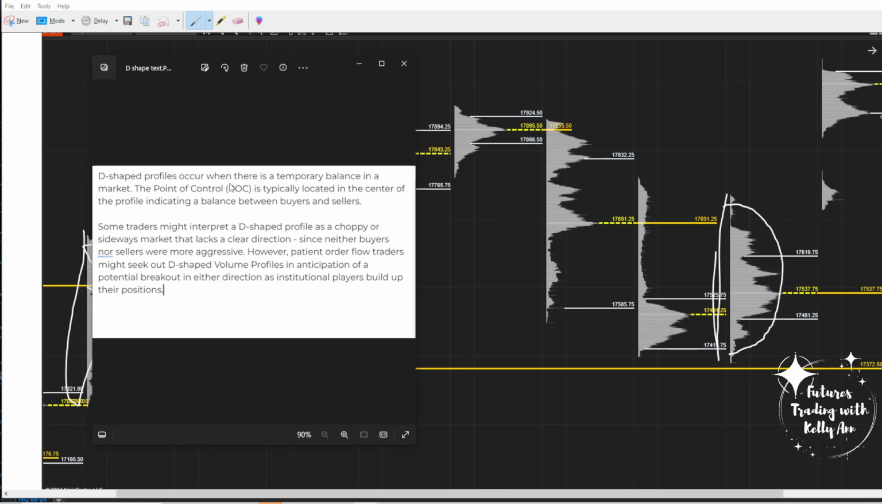A D-shaped profile occurs when there's a temporary balance in the market. The POC is typically located in the center, which it is here, indicating balance between buyers and sellers.